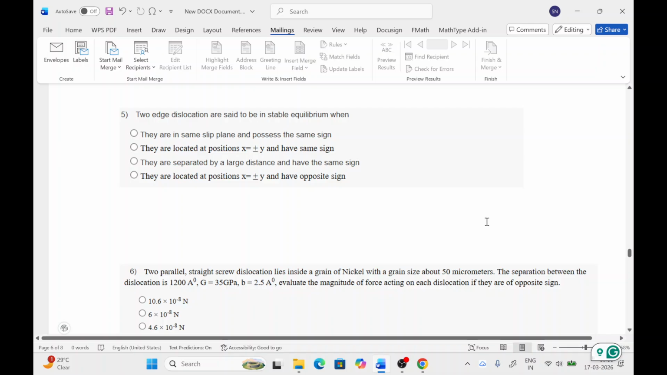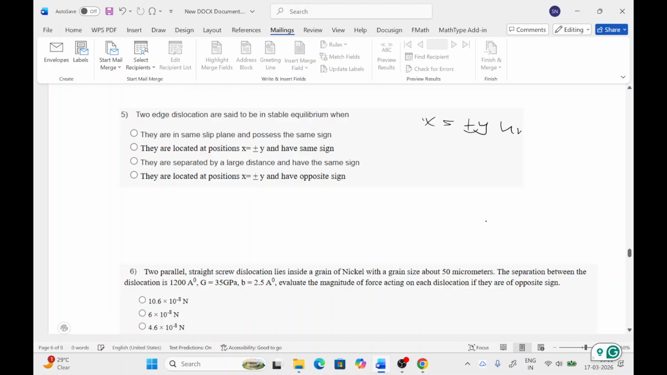Yes, so for same sign dislocation, x equals plus minus y is unstable, and for opposite sign dislocation, this x equals plus minus y is stable. Means this.